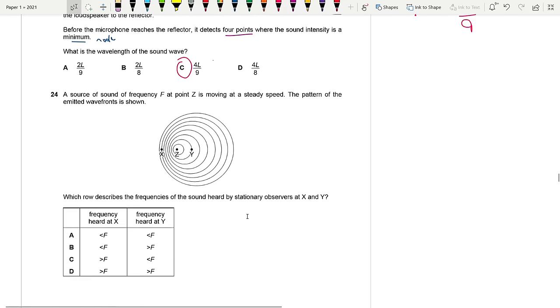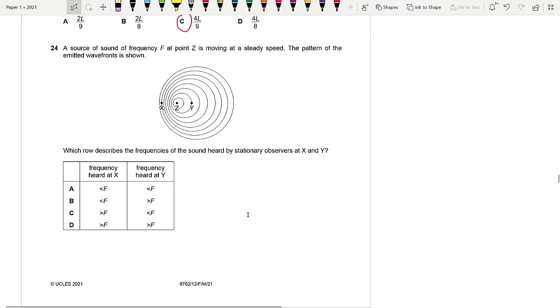So that's fine. For 24, a sound of frequency F at point Z is moving at steady speed. The pattern of the emitted wavefronts is shown. Which option describes the frequencies of the sound heard by the stationary observers at X and Y?